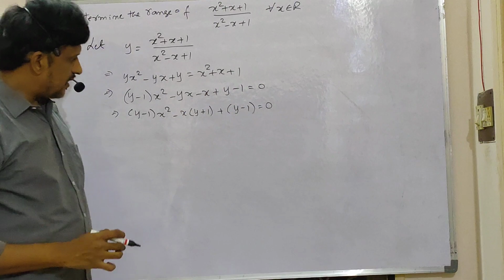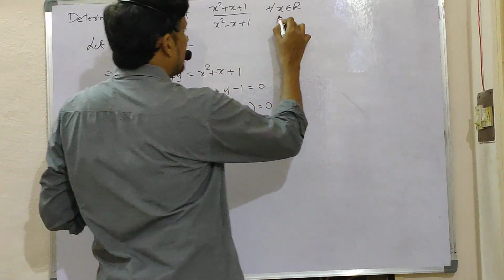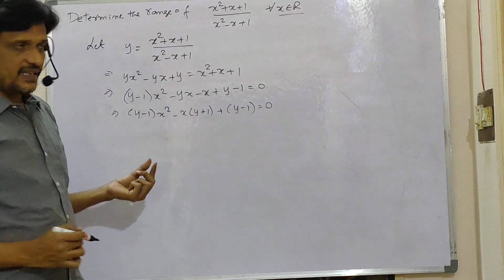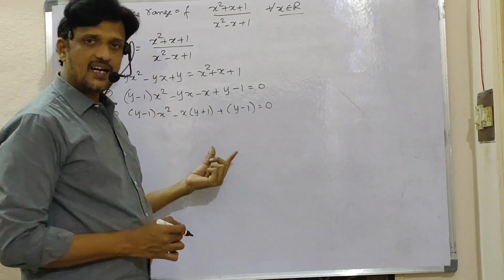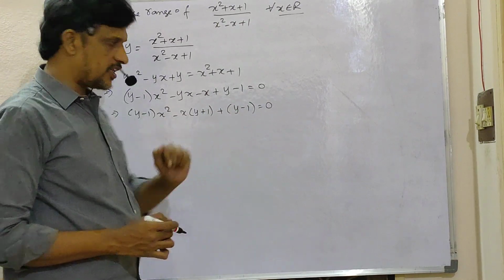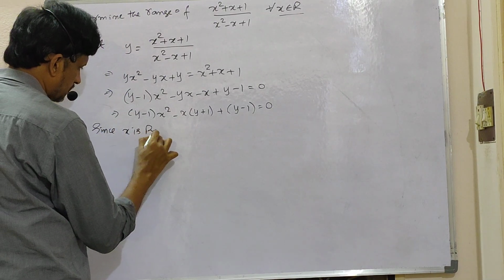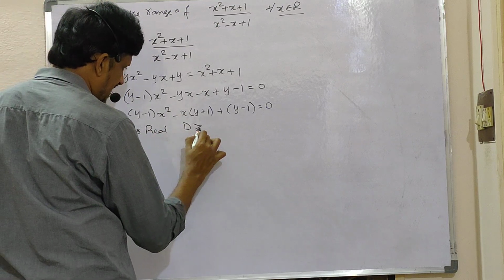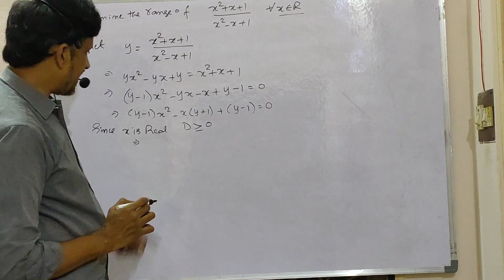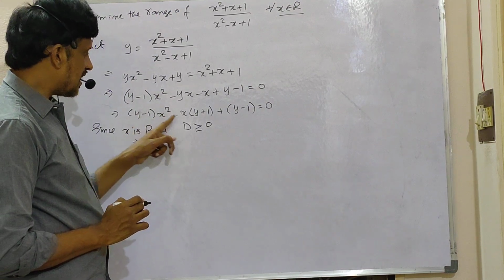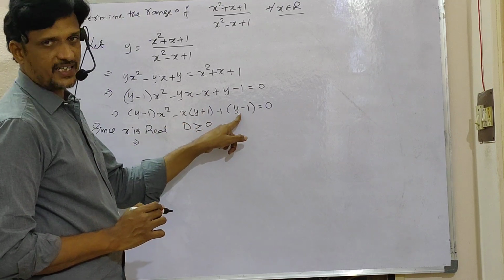So here we got a quadratic equation in x. Since x is real, x is always real, which means the roots are always real, which means delta is either greater than 0 or equal to 0. Since x is real, the discriminant is either greater than or equal to 0. Discriminant means b square minus 4ac, where a, the coefficient of x square, is y minus 1, b, the coefficient of x, is minus of y plus 1, and c, the constant, is y minus 1.